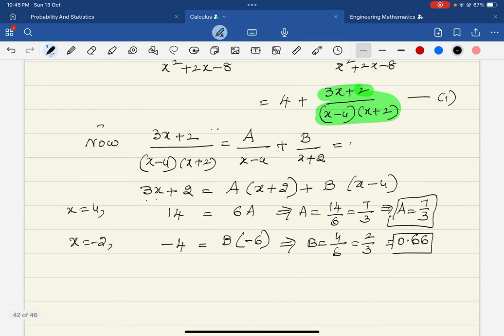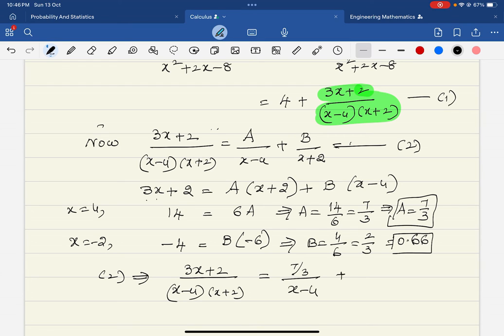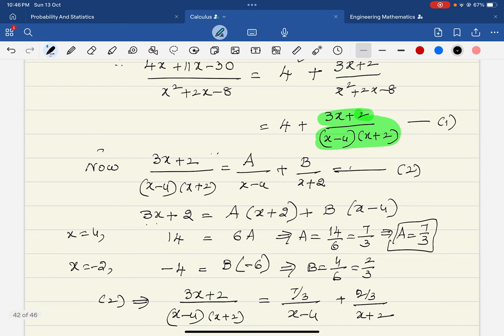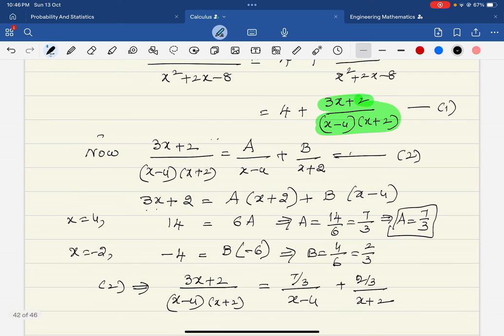Now what do we do? We substitute all these values in equation 2 first of all. So 3x plus 2 over x minus 4 times x plus 2 can be written as A is 7 by 3 over x minus 4, B is 2 by 3 over x plus 2. Understood? There is no need to do this calculation. You can do up to here, enough. So now all these we are plugging again into equation 1.